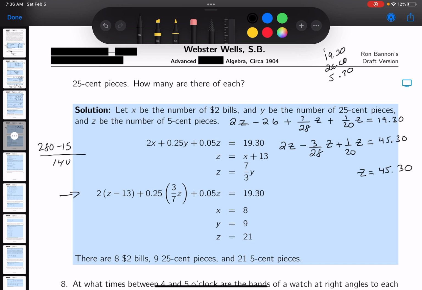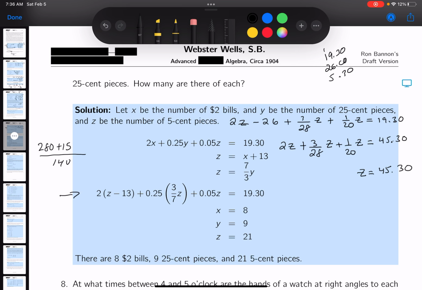Give me one second. I think I made a mistake somewhere. Oh, you know what I did? I don't know why I put a minus sign there. But let me just take a look at that. That's a plus sign. I don't know why I wrote that down. It doesn't make any sense. That's plus 15. Sorry about that. But at least I caught it.